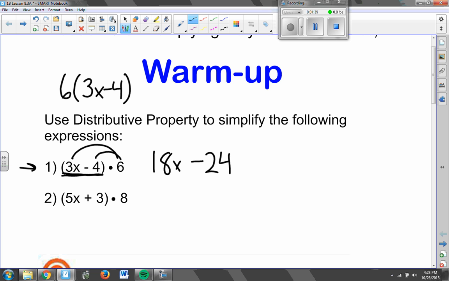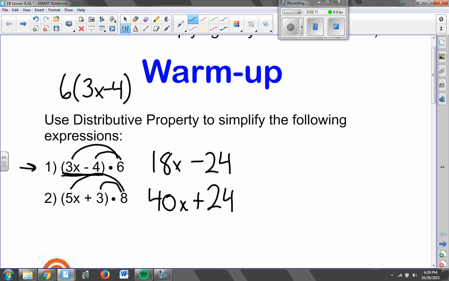Hopefully you can figure that one out before me. But if I do 5x times 8, I know that that is 40x. And if I do plus 3 times 8, I know that 3 times 8 is, believe it or not, also 24. That is 40x plus 24. So it's perfectly okay to do the distributive property by multiplying each piece inside a set of parentheses by a number on the outside. All right?